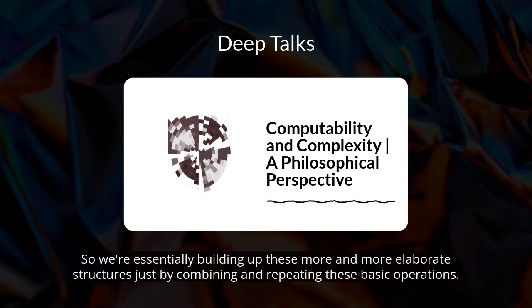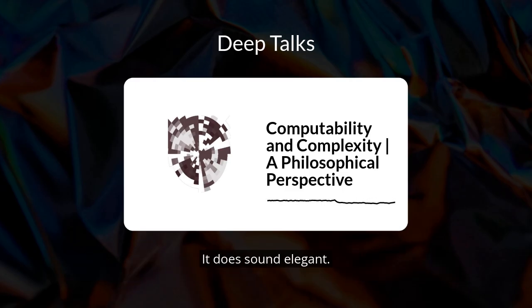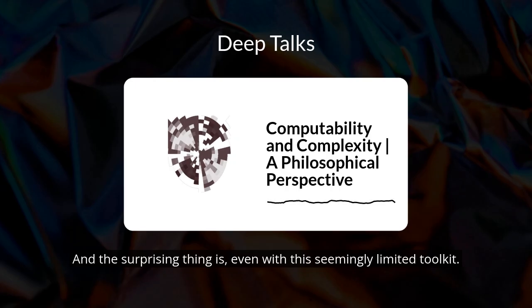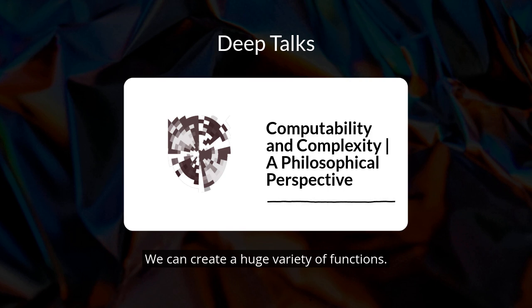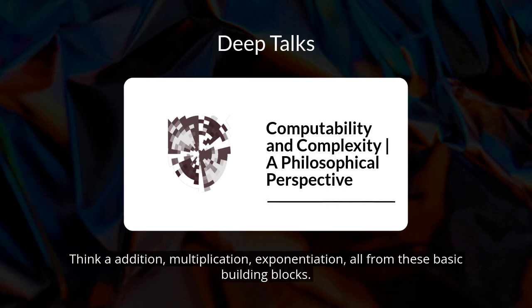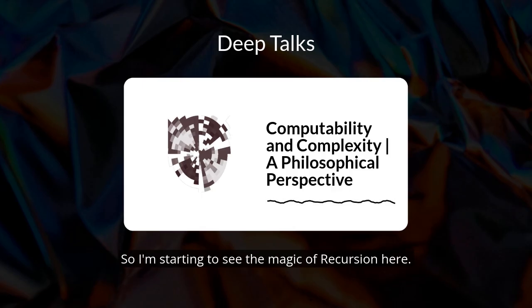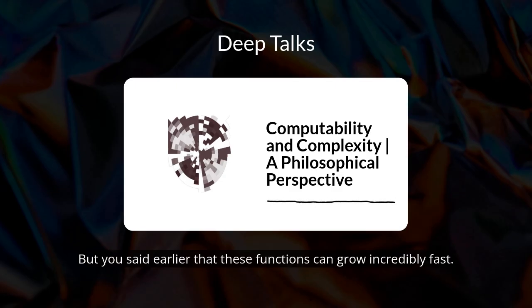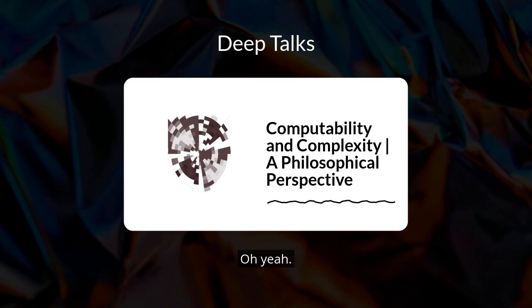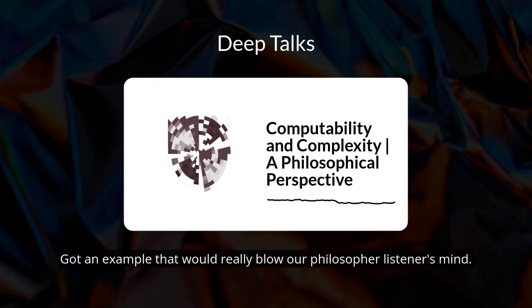So we're essentially building up more and more elaborate structures just by combining and repeating these basic operations. Yeah, it's quite elegant, actually. And the surprising thing is, even with this seemingly limited toolkit, we can create a huge variety of functions. Think addition, multiplication, exponentiation, all from these basic building blocks. So I'm starting to see the magic of recursion here, but you said earlier that these functions can grow incredibly fast. Got an example that would really blow our philosopher listeners' mind?